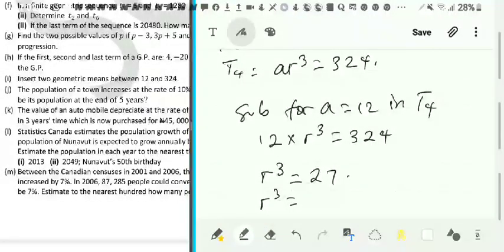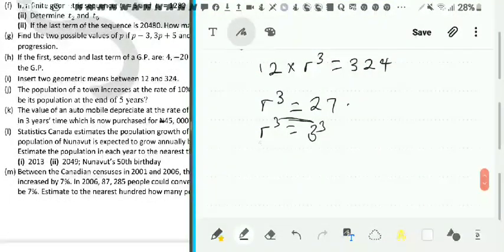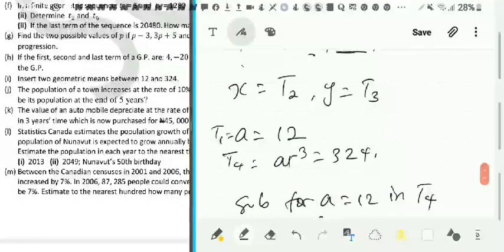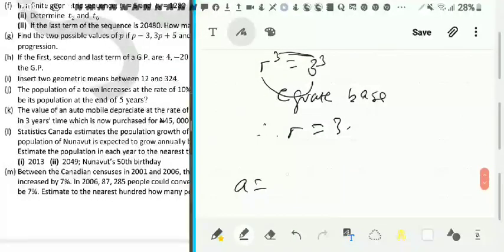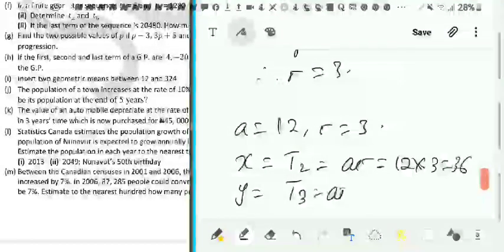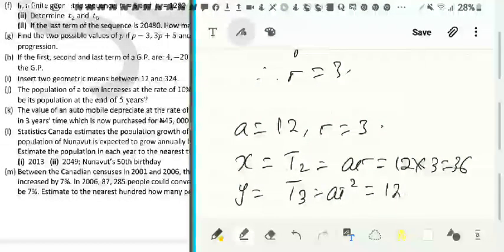You try and think, can you make this thing have a power of 3? Yes, that's 3 raised to the power of 3. So what do you do? Since the powers are equal, what do you do? Equate the base. R equals to 3. So R is 3. A is what from the question? A is 12 and R is 3. So what is X? X equals what? T2, that's AR, which is equal to what? 12 times 3, 36. And then Y, that's T3, AR squared, which is equal to what? 12 times 3 squared, which is equal to what?